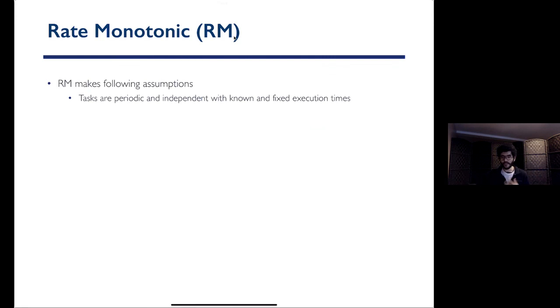So if you have a task that has a short period, you're going to give it higher priority. The intuition behind this is that if my period is short, this means that my deadline is also short. So my deadline is going to come fast. Therefore, I should have higher priority so that I can meet my deadline. So that's the idea.